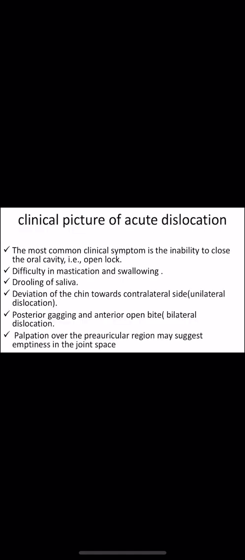Now, the clinical picture of acute dislocation. The most common clinical picture is inability to close the oral cavity, that is referred as open lock. There will be difficulty in swallowing and mastication, drooling of saliva, deviation of the chin towards the contralateral side. In case of unilateral dislocation, there will be posterior gagging and anterior open bite. In case of bilateral dislocation, and on palpation over the preauricular region, there will be emptiness in the joint space.